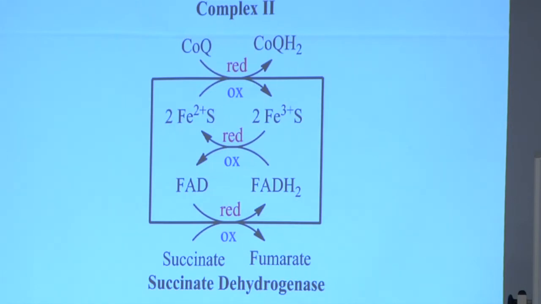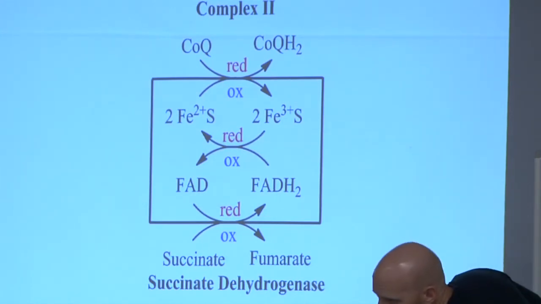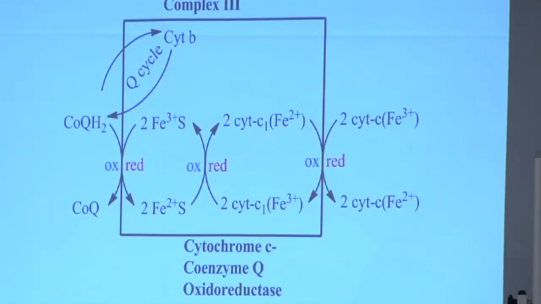Again, they name these things in a logical fashion, as it turns out in this case, which is not always the case in biochemistry. So again, know the net reaction though. Succinate oxidized to fumarate, coenzyme Q getting reduced. Complex 3, this is where coenzyme Q feeds in.